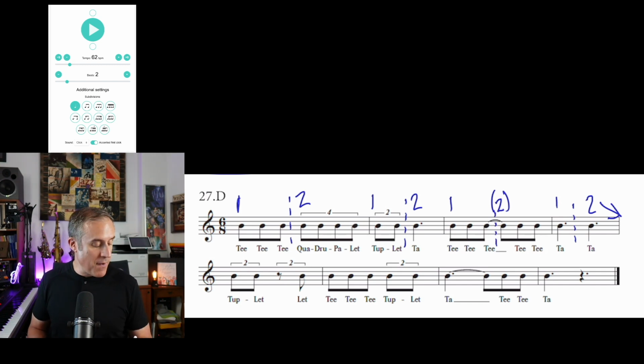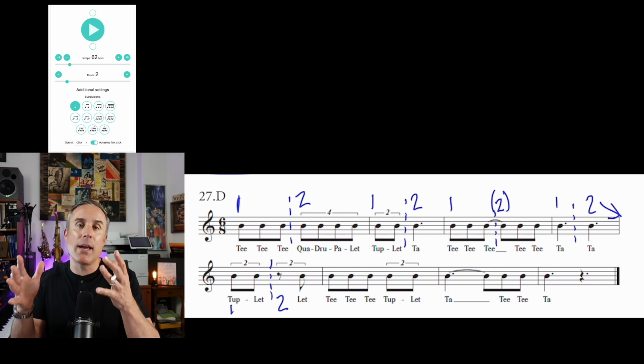Okay, let's go to measure 5 now. We've got a duplet here on beat 1, followed by an invisible bar line. Now, on beat 2, we have another duplet, but it's an eighth rest to start it off. So, in the verbiage, we're not going to say tup.